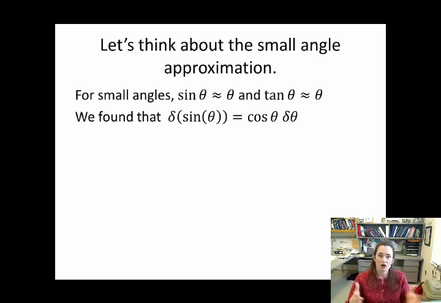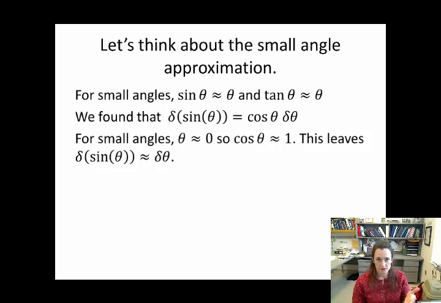So let's evaluate what the experimental uncertainty here is and calculate that and figure it out. We already found on the previous slide that the delta sine of theta was going to be cosine of theta times delta theta. That's our uncertainty in the function sine of theta. Well, for small angles, theta is really close to 0. So that means that cosine of theta is going to be really close to 1. So what that means is that your uncertainty in the function sine of theta is going to be roughly the same as your uncertainty in theta. And this is kind of where this idea comes from of the small angle approximation.